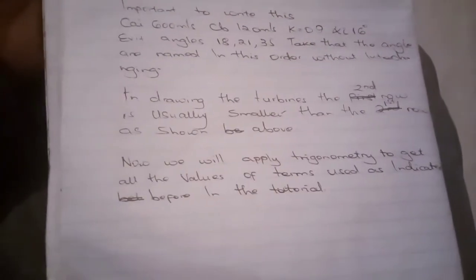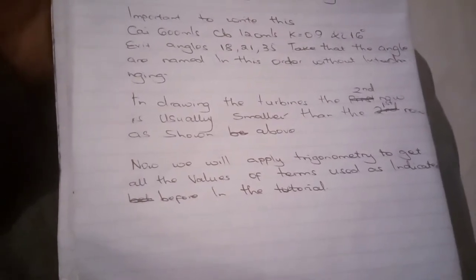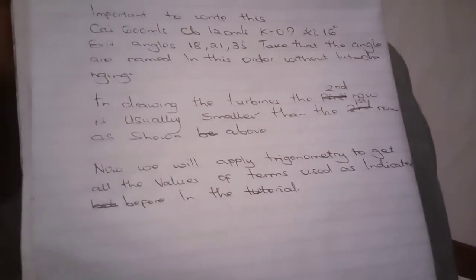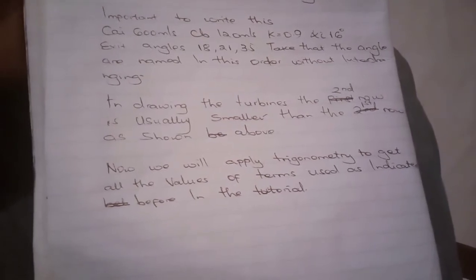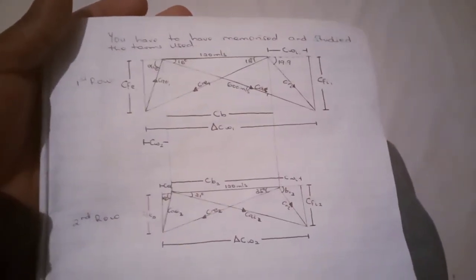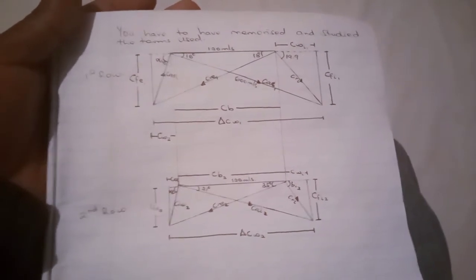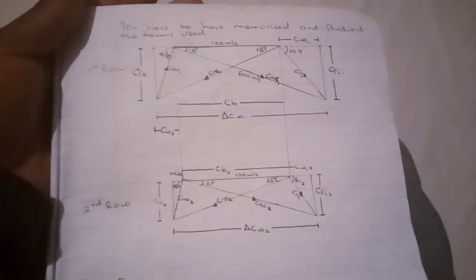In drawing the turbines, the second row is usually smaller than the first row turbine as shown above. Now we'll have to apply trigonometry to get all the values of the terms used as indicated before in the tutorial. I've already drawn the steam turbines, the first row and the second row. You have to memorize and study the terms used before you are able to solve this question.